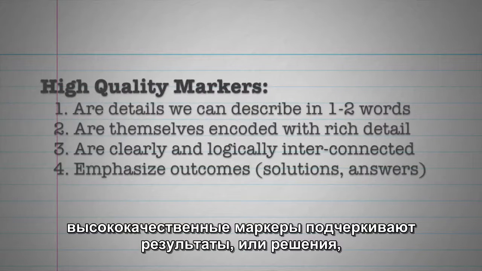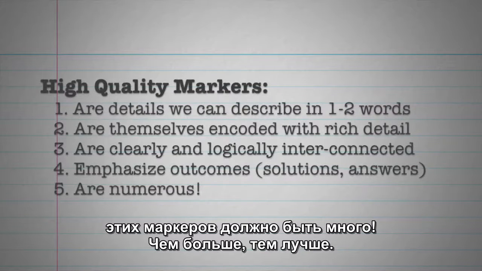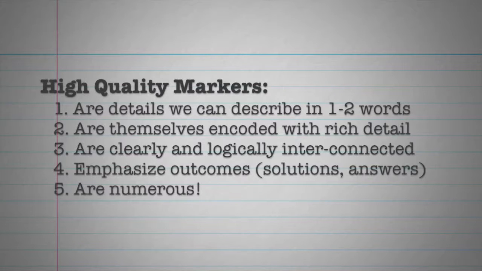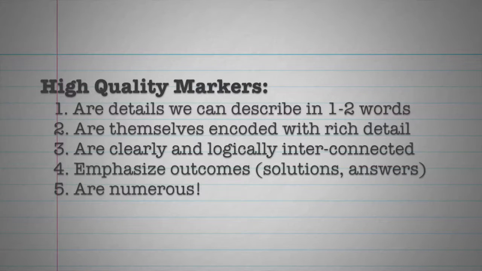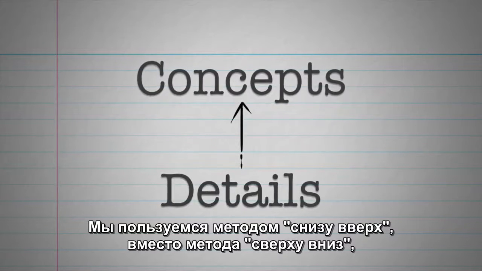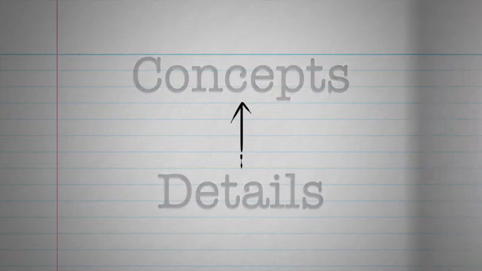Number 4, high-quality markers emphasize outcomes or resolutions, not questions or initial conflicts. And lastly, high-quality markers come in great numbers. The more the merrier. Now, choosing good and detailed markers will allow you this reverse engineering. We're using the bottom-up method instead of the top-down, and it's easier to remember these details and then deduct how we arrived.